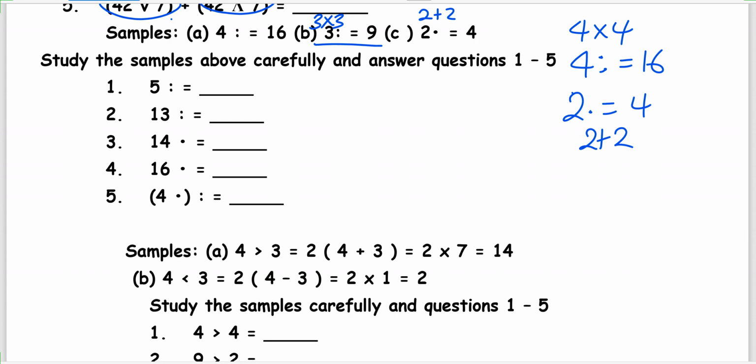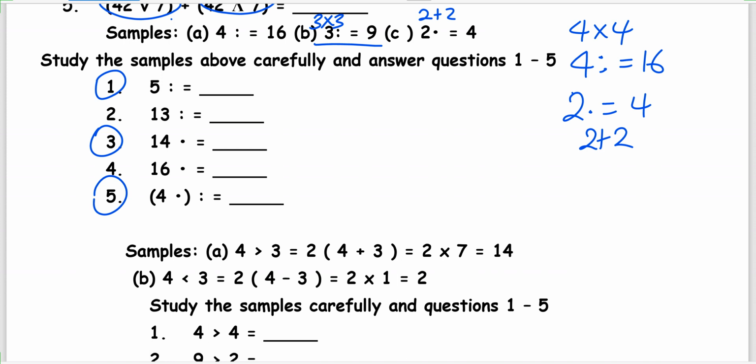So when you have a single dot, you add. But when you have double dots, you what? You multiply. So for number 1, I'm going to talk about number 1, number 3, and number 5. Number 1 is double dot. So we do 5 times 5. Number 3 is single dot. So we do what? We do 14 plus 14. Then we get our answer.